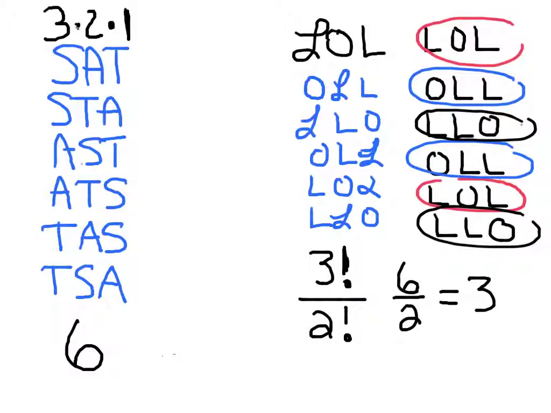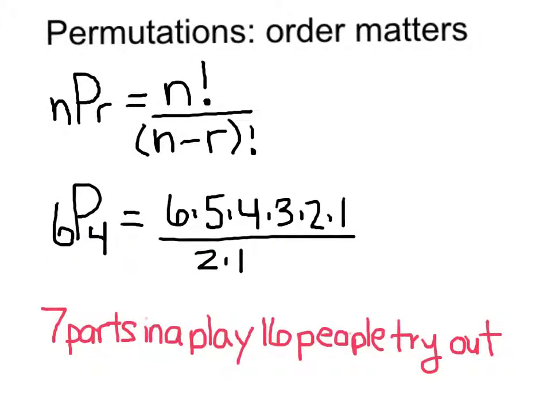So you have to think about not just how many different permutations there are, but if there are repeats, dividing those out so you get the right number of possibilities at the end. So then we'll have 2 formulas we're going to use in this chapter. One is for permutations, where the order matters. 7 parts in a play, 16 people try out. If you were going to do this problem, the order would matter, because it would matter if you got the lead role or the supporting role or just whichever other role there was.